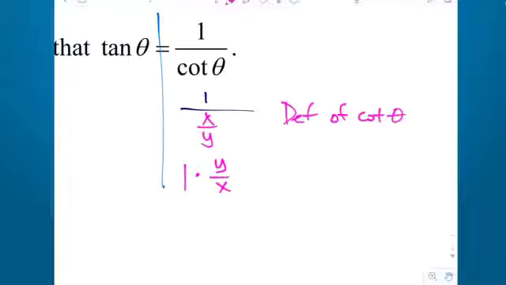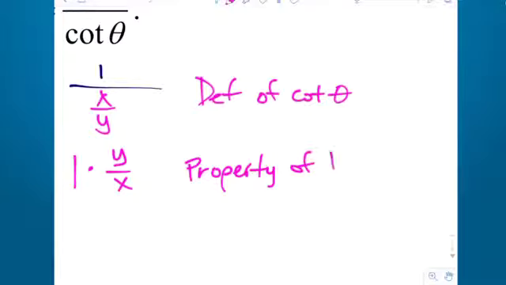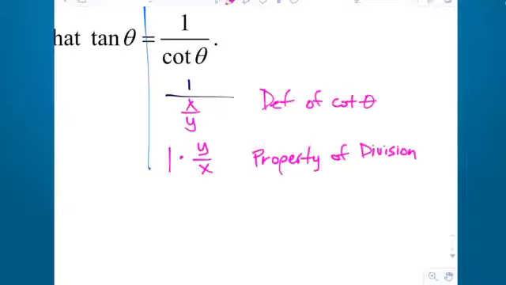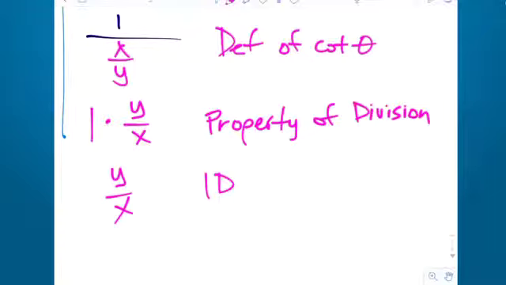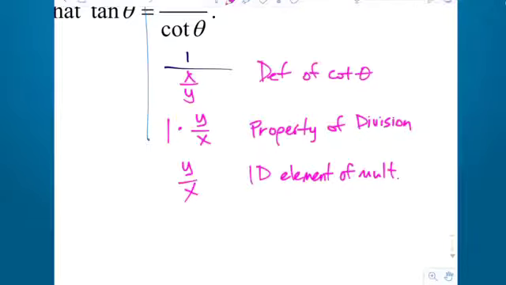And what would the reason be? I'm just going to put property of division. Now, do you need the 1 there? Yes. This is why I'm saying if there's a reason for something, you want to show the step. Okay? Now, what is 1 times y over x? Y over x. And the reason would be identity element of multiplication. 1 is the identity element of multiplication. 0 is the identity element of addition.